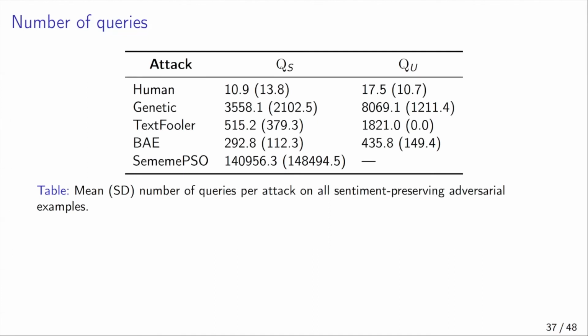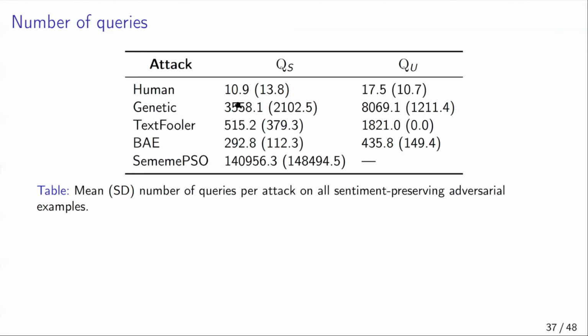And here we can see the comparison of the number of queries needed between humans and automated attacks. Again, divided between successful and unsuccessful attacks. This means, here in this table, that for the human-made adversarial examples, humans need on average 10.9 queries against the model in order to find a label-flipping adversarial example, whereas this is much higher for most of the attacks, or for all of the attacks.